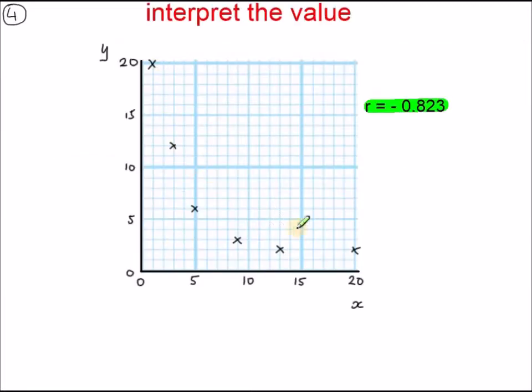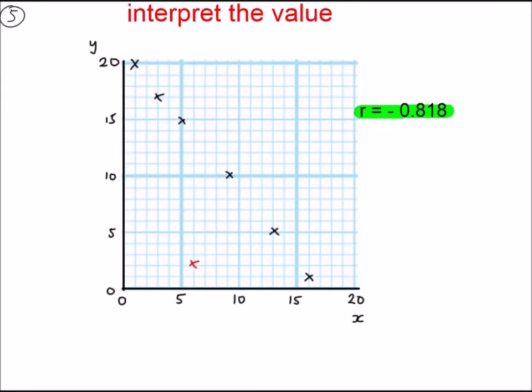Example 4, for this data somebody worked out the PMCC value, minus 0.823, and then they said interpret the value. Well, the PMCC represents linear correlation. We can clearly see that we have non-linear correlation here. This value is meaningless. If we had seen the scatter graph first, we would never have worked out this PMCC value to begin with. Example 5.